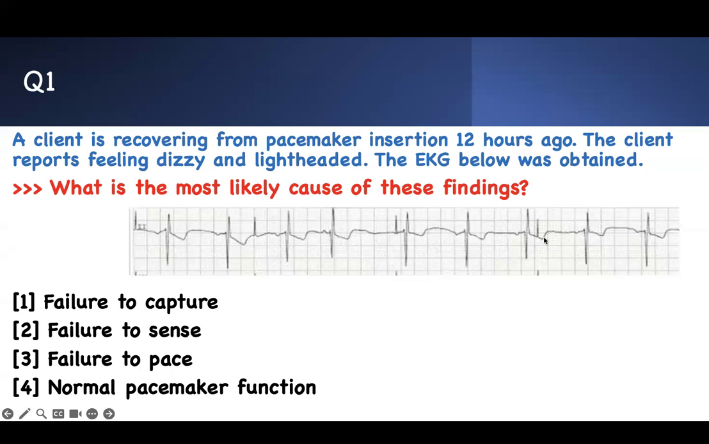Failure to capture means the pacemaker will fire, but the heart muscle cannot capture that signal to respond to it. So you will see a spike before the P wave but there's no P wave, or a spike before the QRS and there's no QRS. In this situation, there are more P waves and QRS complexes than the normal spike. That means this is a failure to sense. It's not failure to pace. Failure to pace means there's no pacing at all. I can see pacing, and this is not normal function. Therefore, the right answer is number 2. This is the definition of failure to sense.